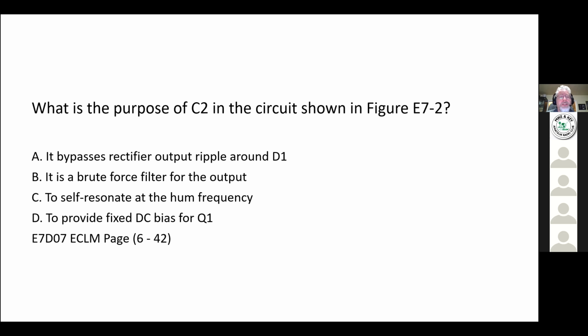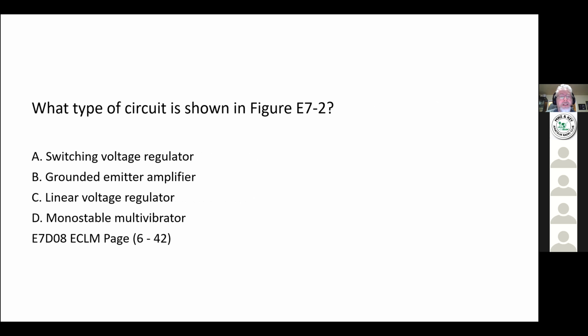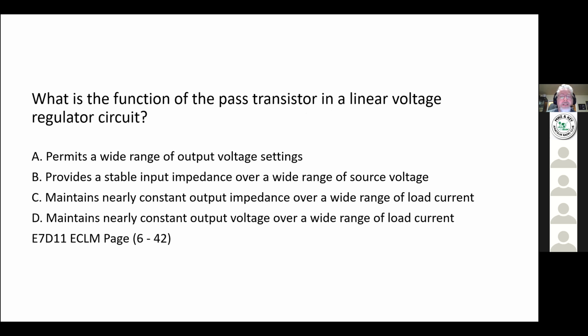What is the purpose of C2 in the circuit shown in figure E7-2? To bypass the rectifier output ripple around D1. What type of circuit is shown in E7-2? Linear voltage regulator. Thankfully, there's only a couple, and I just lost somebody because I didn't have the figures in there.